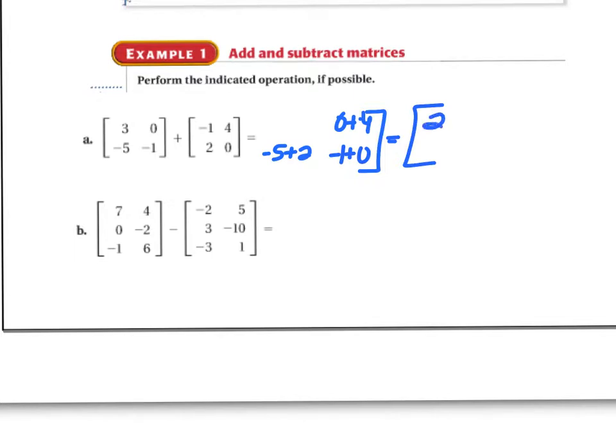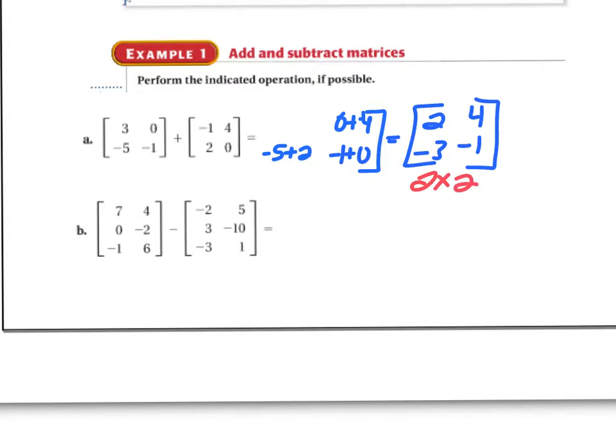So 3 plus a negative 1 is 2, 0 plus 4 is 4, negative 5 plus 2 is a negative 3, and negative 1 plus 0 is 0. And you should also notice that the dimensions of your answer matrix match the dimensions of your original matrix.